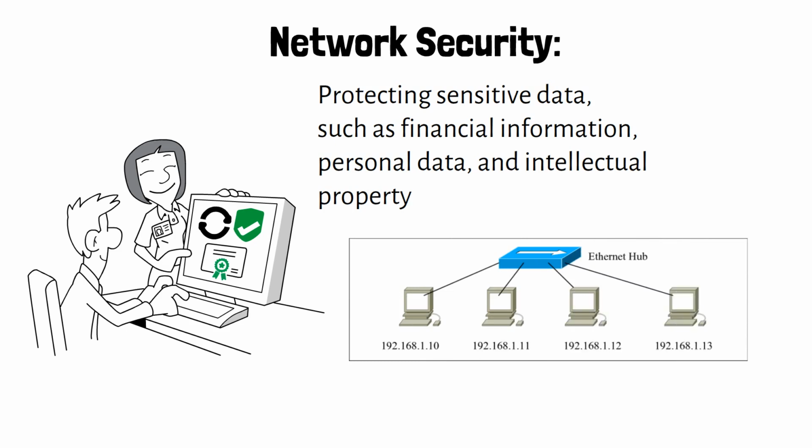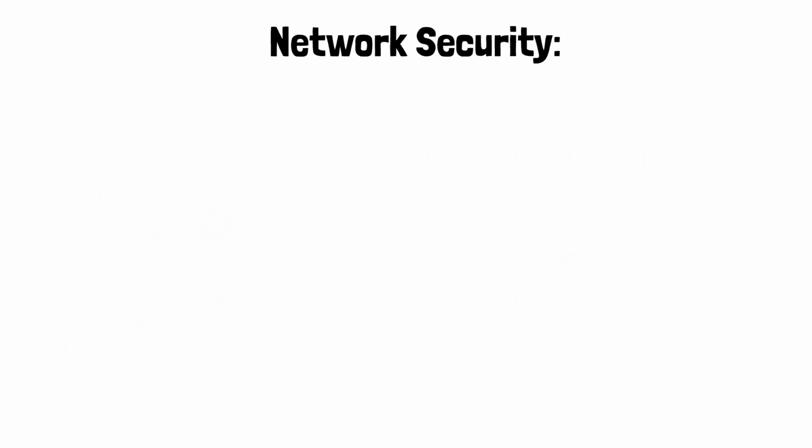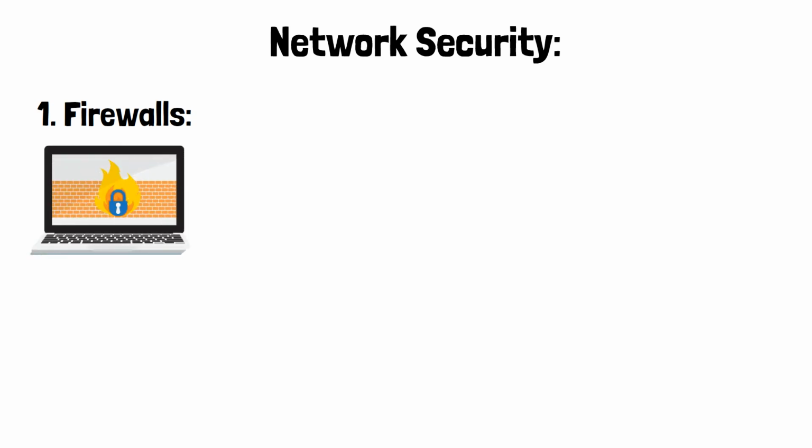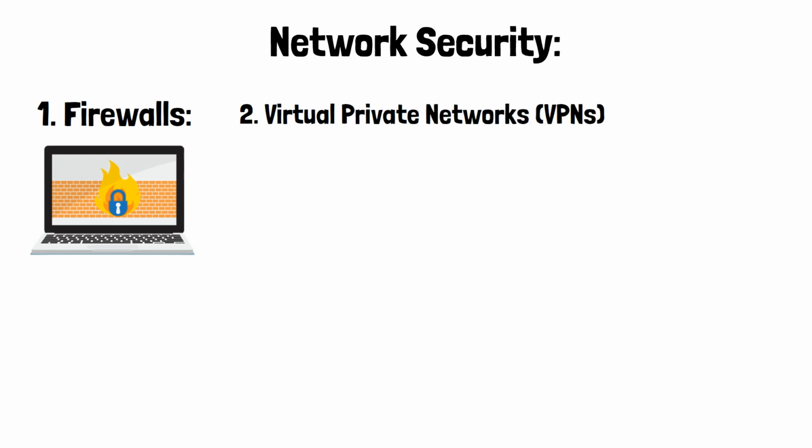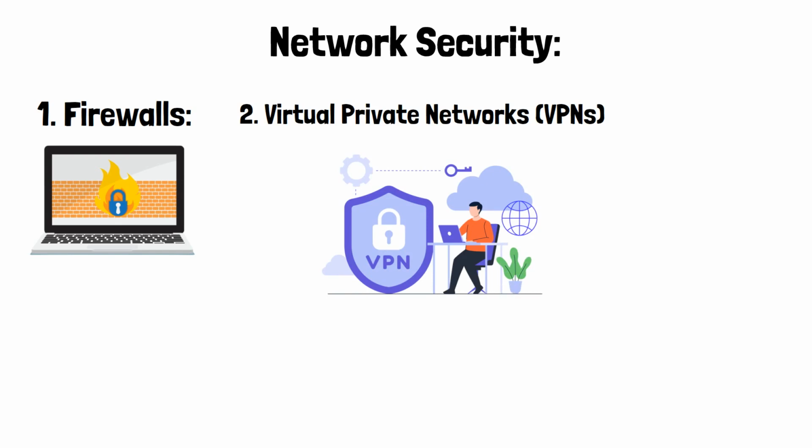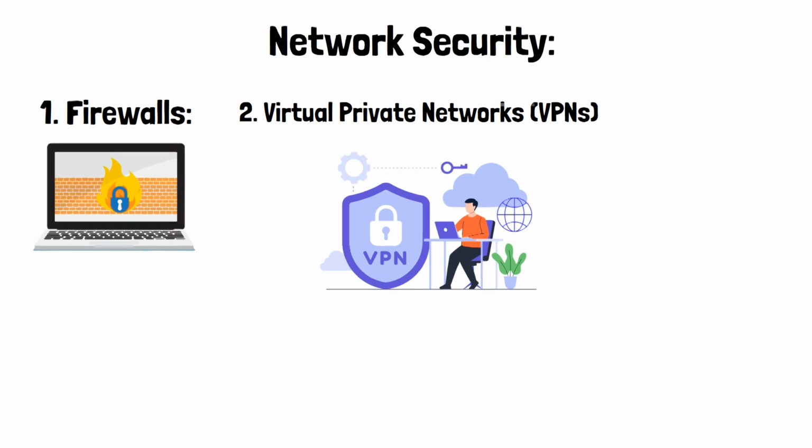Some common network security measures include firewalls. Firewalls are used to block unauthorized access to a network. They can be hardware or software-based and are designed to monitor incoming and outgoing traffic to the network. Virtual private networks, or VPNs. VPNs are used to encrypt and secure communications between devices on a network. VPNs are commonly used for remote access to a network and for secure connections between networks.